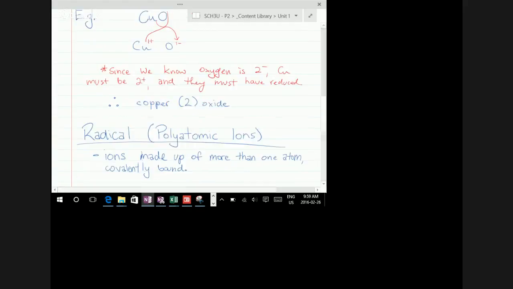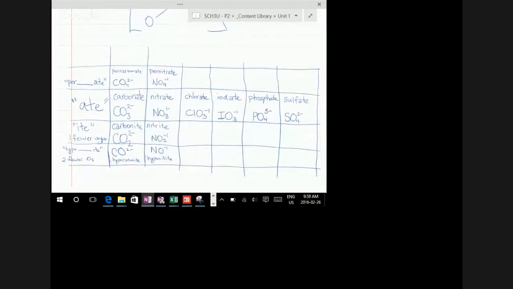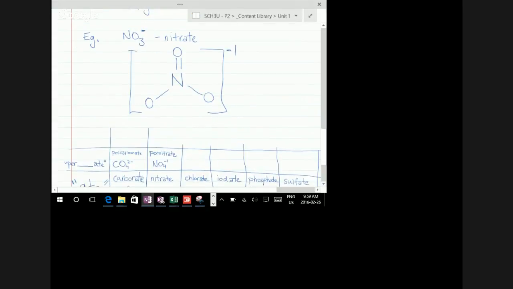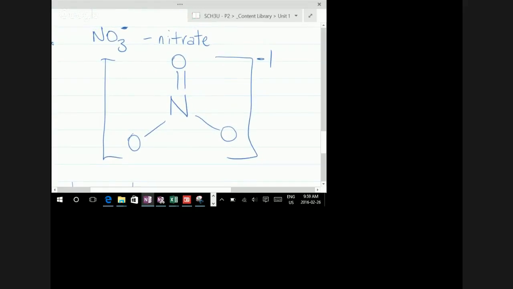All right. I'm not going to spend too much time on that, because what I do want to look back at is we talked about radicals. What's a radical? Ions that are made up of more than one atom. So here we have an example of one. What's this one called? Nitrate. And you can see it's got a nitrogen in the middle and it's surrounded by oxygens.